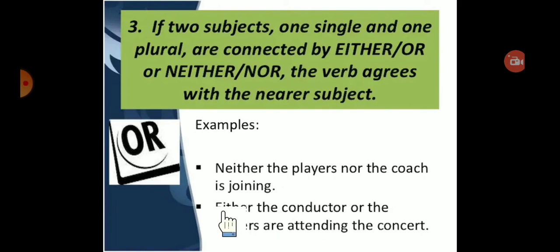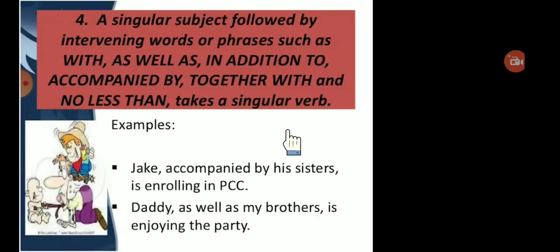In the same manner: Either the conductor or the singers are attending the concert. So here conductor is a singular subject and singers is a plural subject, and the verb form is plural. Understood? This is what we have to know about this rule. Okay, now let's begin with another rule.